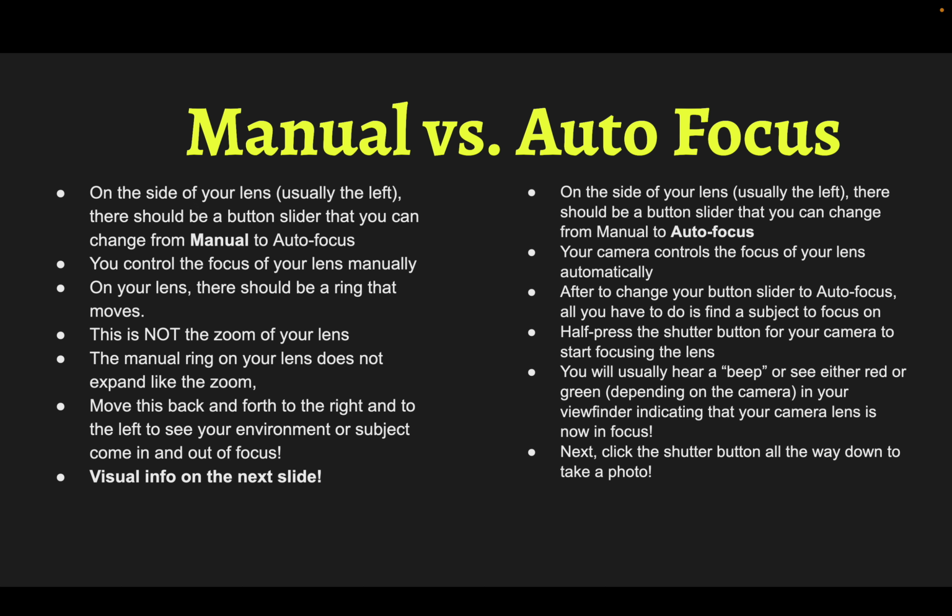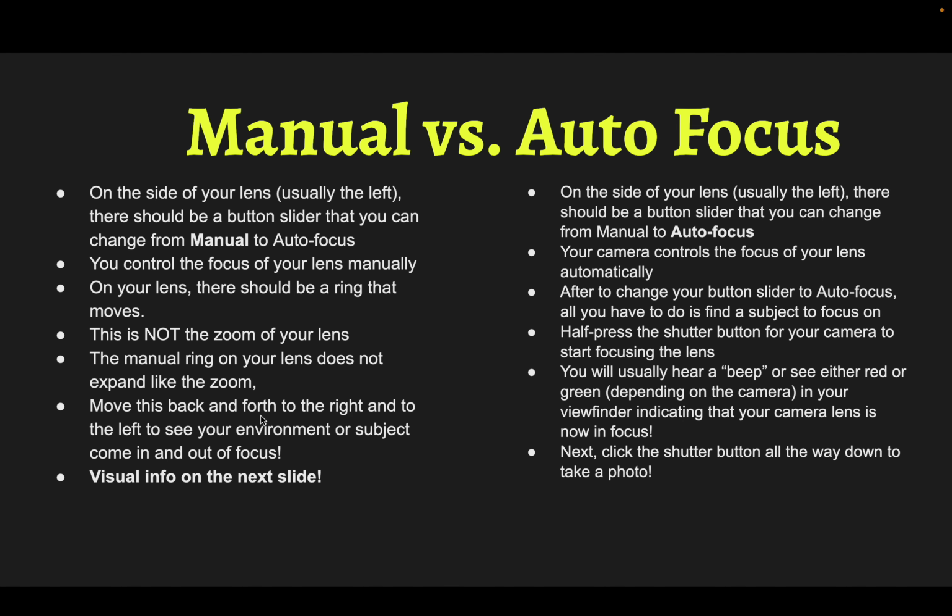So manual versus autofocus. On the side of your lens, usually the left side, there should be a slider that you can change from manual to autofocus. Manual focus allows you to control the focus of your lens manually. There should be a ring that moves on your lens. This is not the zoom of your lens, which will also move, but this is just a small ring. And you can basically see things fall in and out of focus.